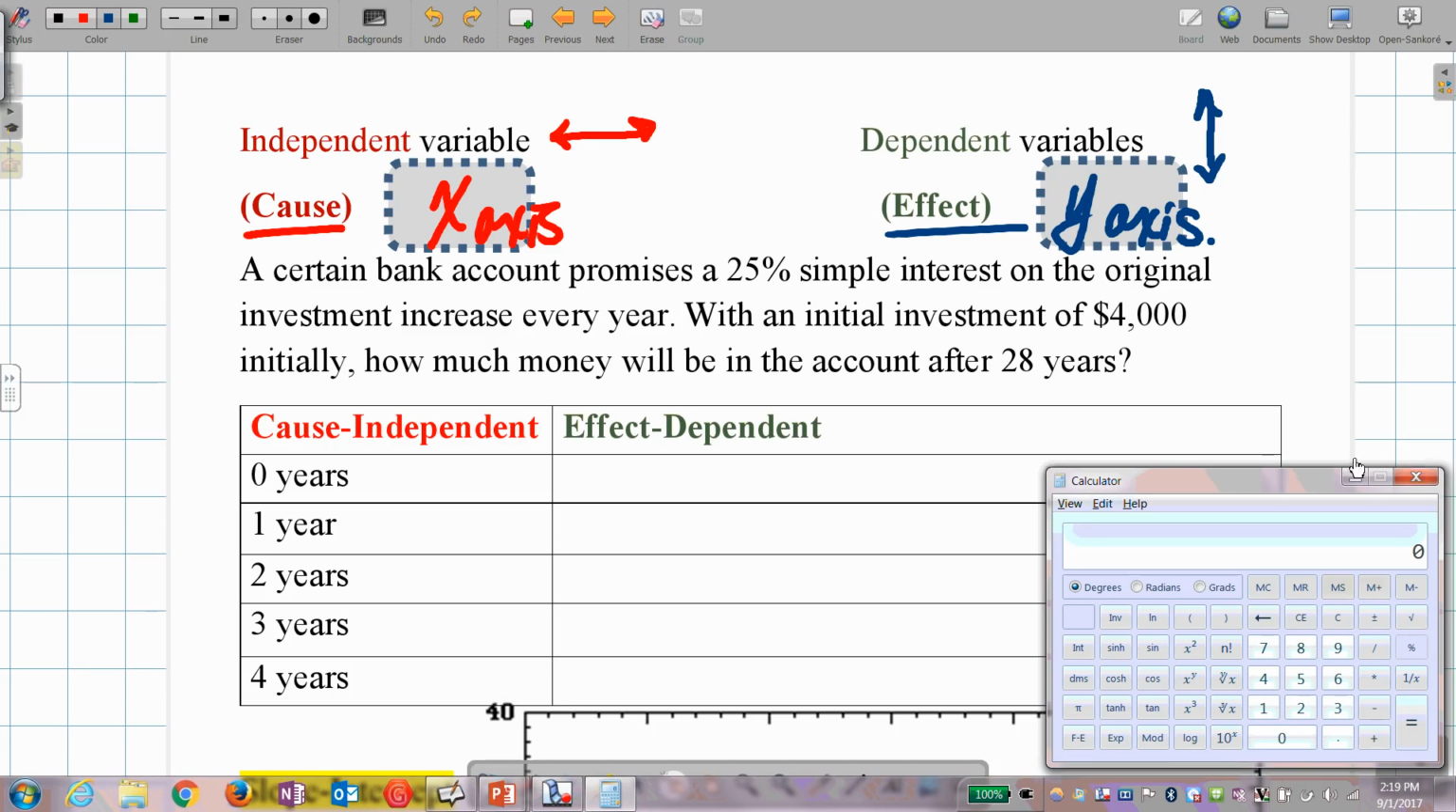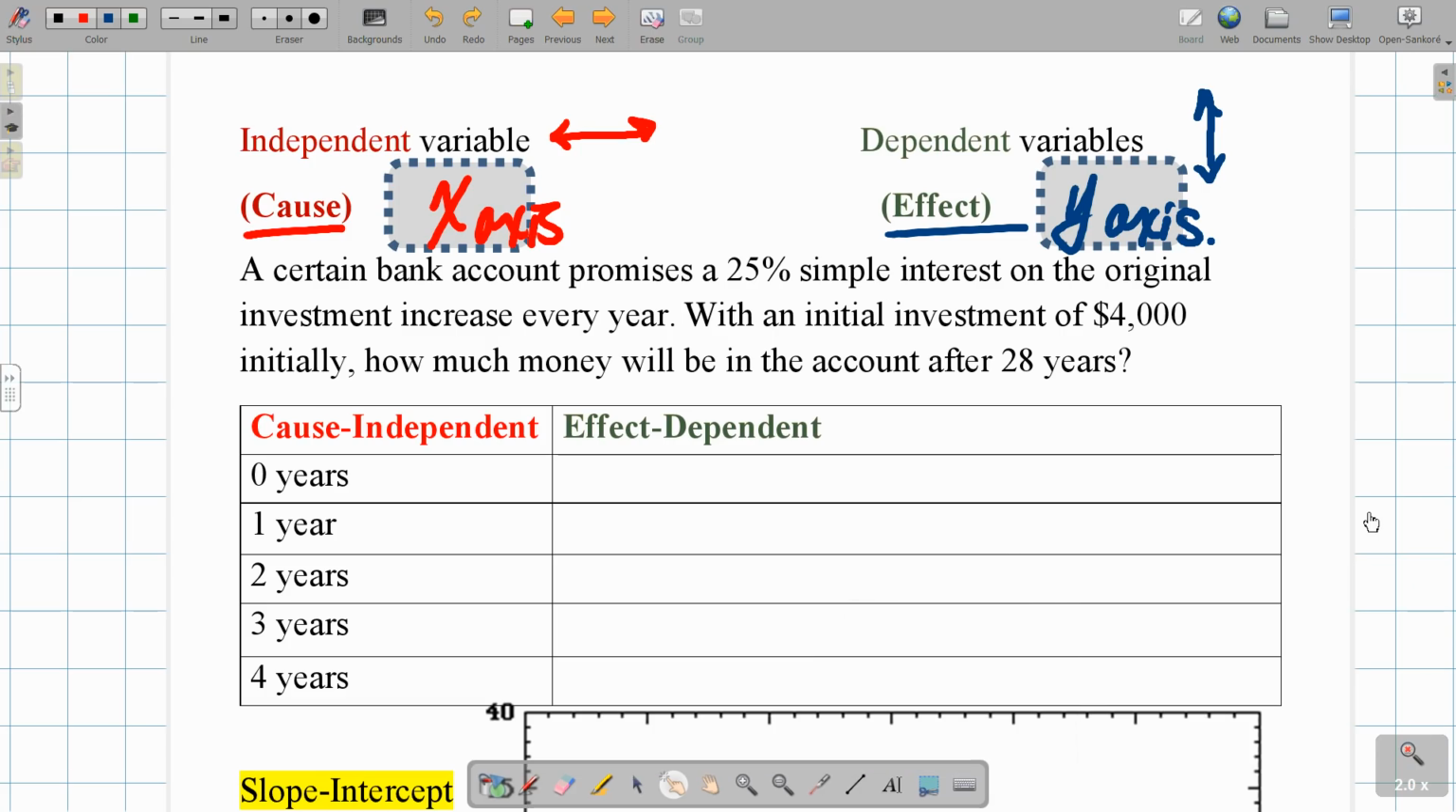So I'm bringing out my calculator here. I'm going to minimize that and come back to it. So at the 0 year, you have what's called the principal. And our principal was an initial investment of $4,000. So at 0 years, I am sitting at my initial investment, which is $4,000.